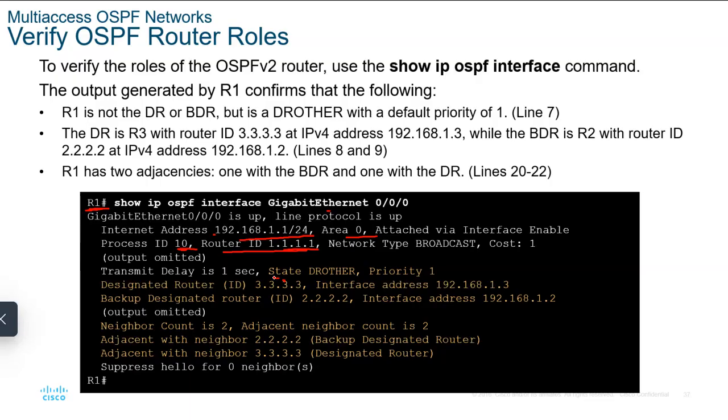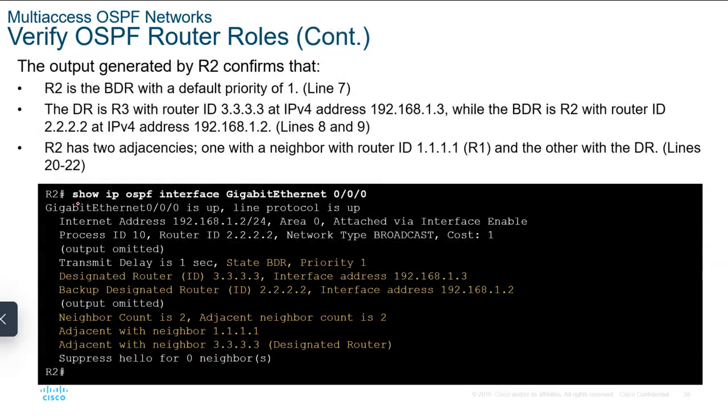Now, the state of this router is DR Other, and the priority is 1, meaning that this one is neither the designated router nor the backup designated router. But we should actually have the backup and the designated. So when you look at this, among the three, 2 is the backup and 3 is the designated router.